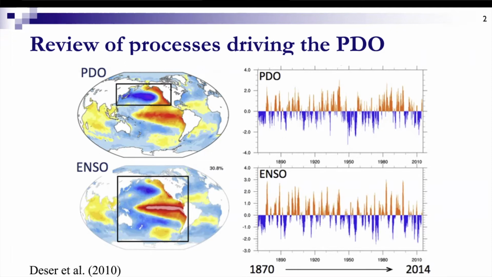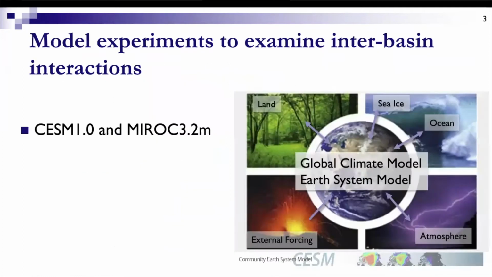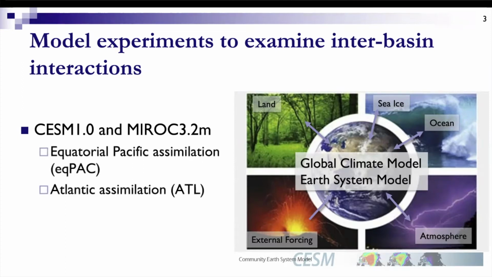So the question arises if we can quantitatively assess PDO variability that originates from the Atlantic basin. To help answer this question, we conducted several experiments where we assimilated ocean temperature and salinity anomalies into the ocean component of fully coupled climate models, the CESM and MIROC. To identify the remote forcing from the equatorial Pacific and the Atlantic, we constrain ocean temperature and salinity anomalies solely in the equatorial Pacific and solely in the Atlantic.